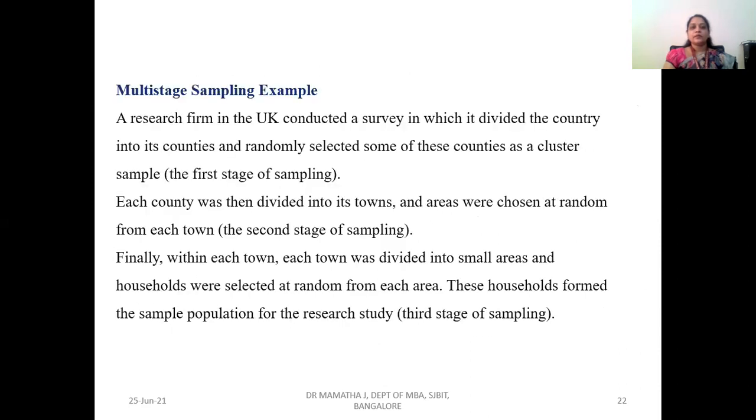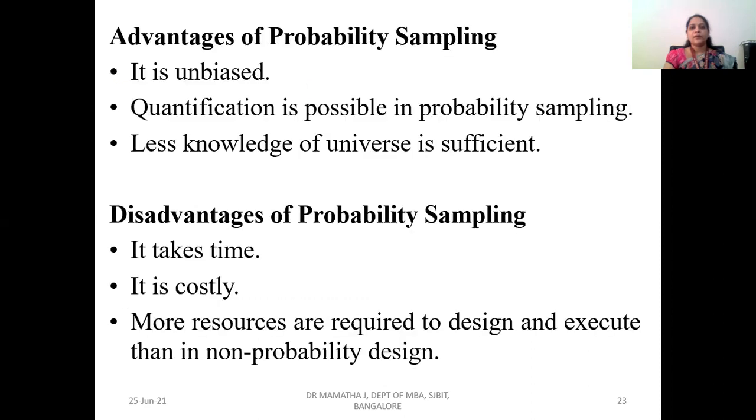Okay. One more example, if you are a research firm in the UK and want to conduct a survey. Now it divides the country into counties. That will be the first stage. Next, from the counties, it again divides the clusters into towns. From the towns, again, it divides into small areas or households. So if you're creating the clusters at different stages, different levels, it is called multi-stage sampling.